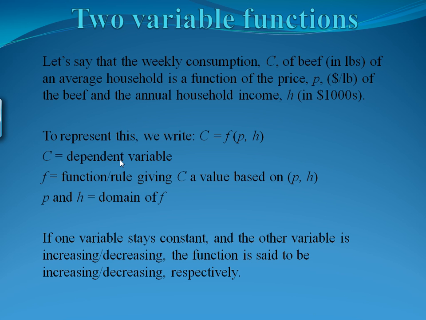And P and H are variables that are going to vary, and they are going to be in the domain of our function. So here, it'll make sense that P is going to be a positive number, and that H is also going to be a positive number. If one variable stays constant, and the other variable is increasing or decreasing, then the function as a whole is said to be increasing or decreasing respectively. We'll learn how to calculate increasing and decreasing functions later in this section.